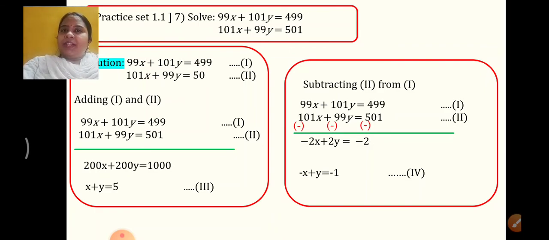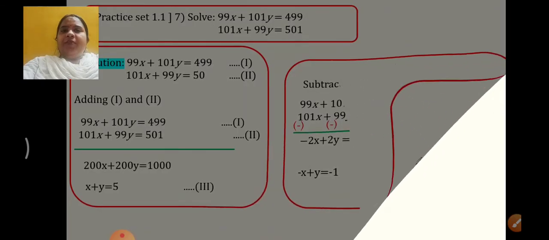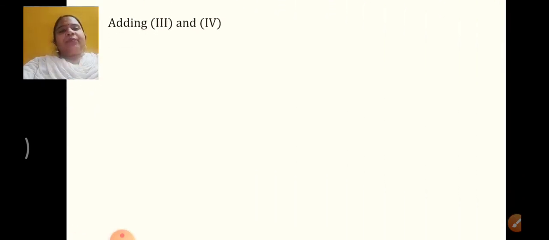Once we have added the equations, once we have subtracted the equation, last part I have told you, ASA. Again I need to add. For what should I add? I am going to add equation 3 and 4 together. Okay. So that is the last part of the sum. So adding equation 3 and 4, what are we going to get?